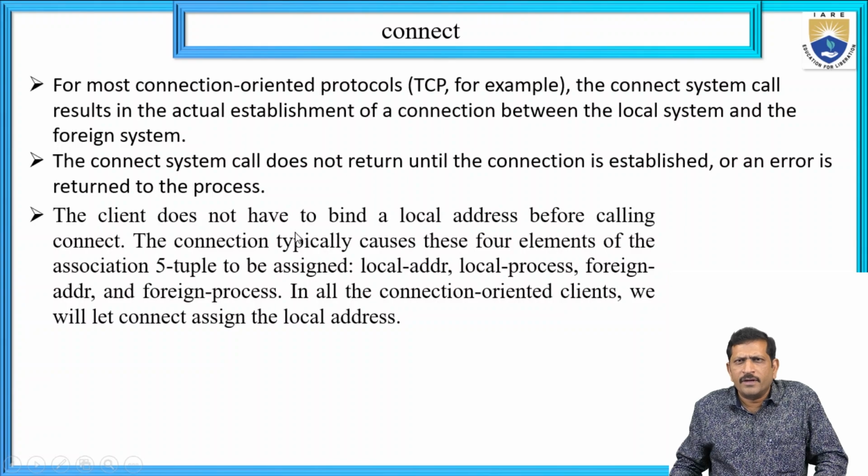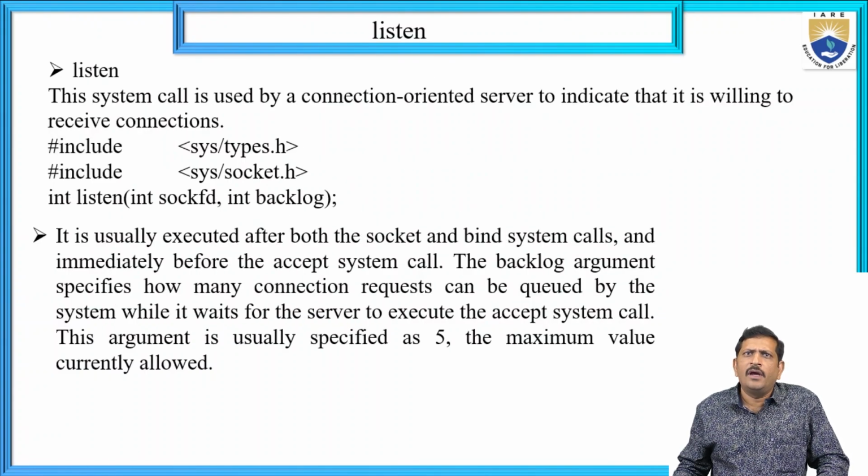The client does not have to bind a local address before calling connect. The connect call typically causes the four elements of the association five-tuple to be assigned: local address, local process, foreign address, foreign process. In all connection-oriented clients, the local address will be assigned. This is about the connect system call.